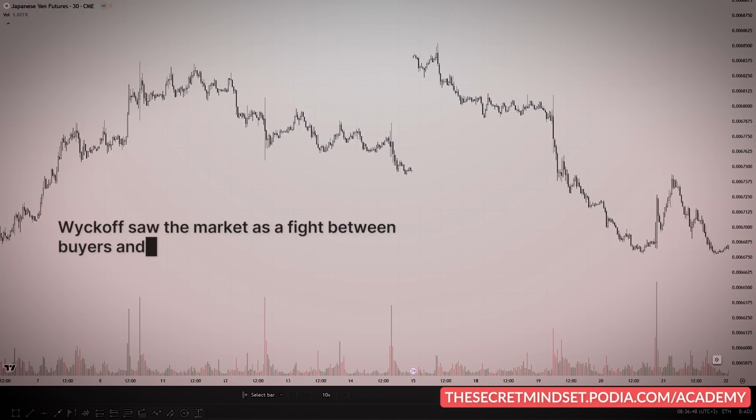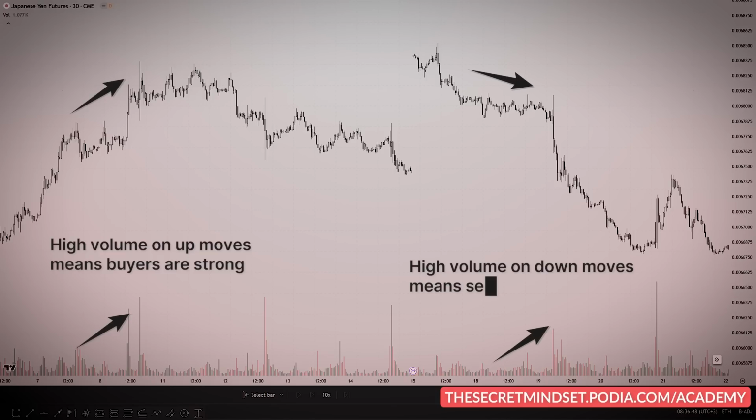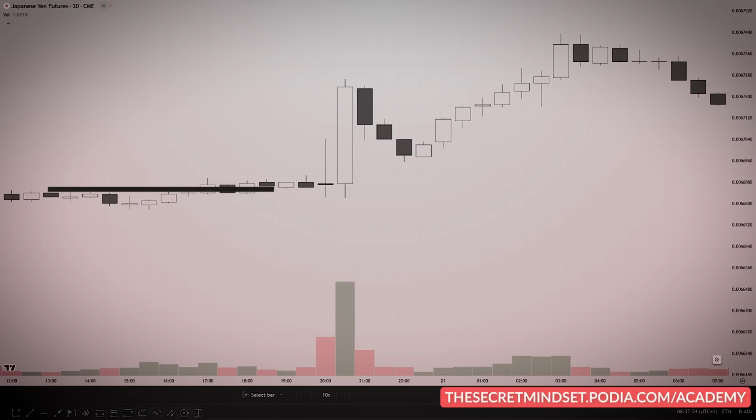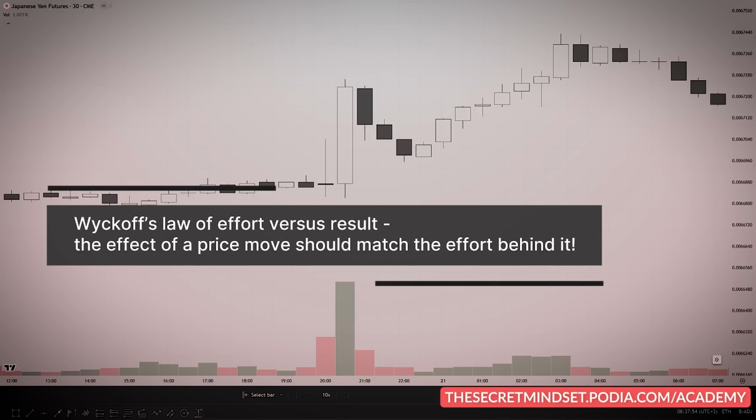Wyckoff saw the market as a fight between buyers and sellers. Volume shows who's winning. High volume on up moves means buyers are strong. High volume on down moves means sellers are in control. We talked before about Wyckoff's law of effort versus result. This law says the effect of a price move should match the effort behind it. The effort is shown by volume. The result is the price change.